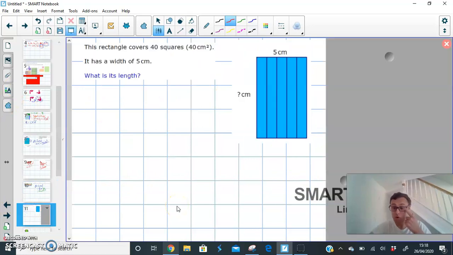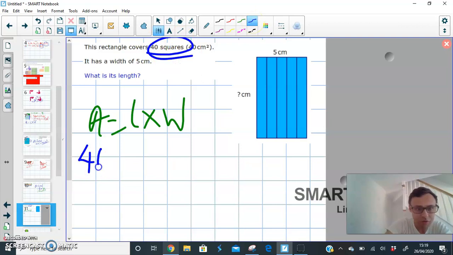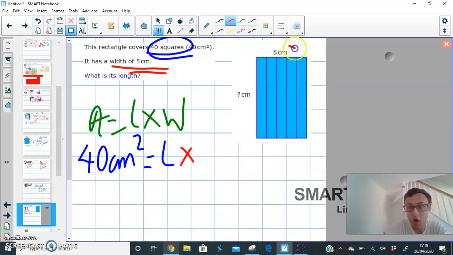Okay, now some of you got, again, some slightly harder questions, which says this rectangle covers 40 centimetre squares, and it's written like that. Okay, it has a width of 5, which you can see here. What is its length? Oh, okay, so we know area is length times by width. Now they've told us the area is 40 centimetres squared. So 40 centimetres squared is the same as its length. Well, we don't have its length, but it's timesing by its width, which they've told us is 5. So it's length times by 5, and we need to work out that one. It's the question mark just there.